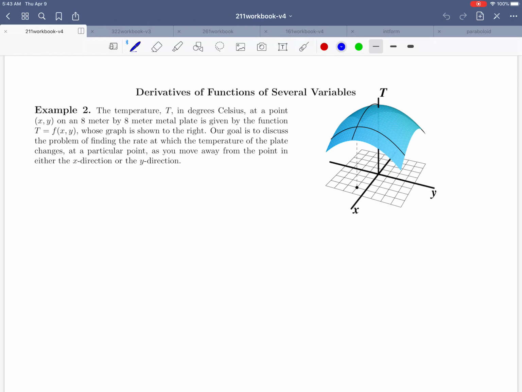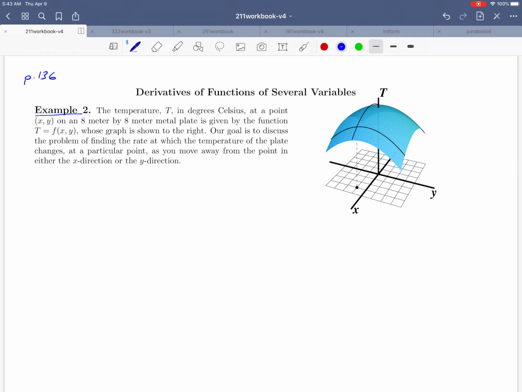Hello everybody, and welcome to example 2 on page 136 of the workbook. And this is going to be our first example of examining a function of two variables in an applied situation. Now let's take a minute and just read the first part of this problem together.